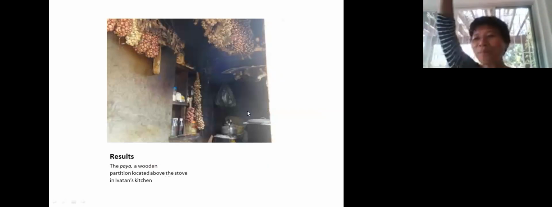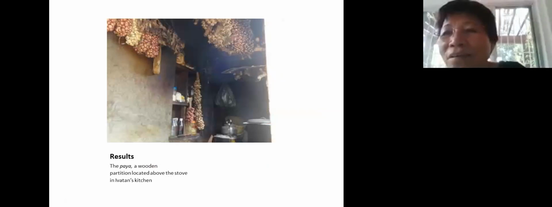Speaking of the onion, is it almost a fresh onion or the dried one? They're fresh. Fresh, not dried? Dried ones also.